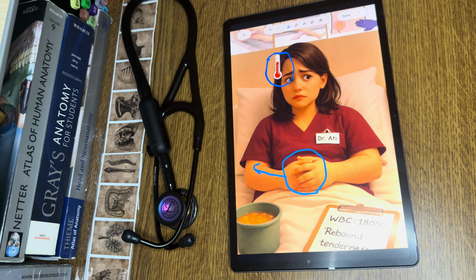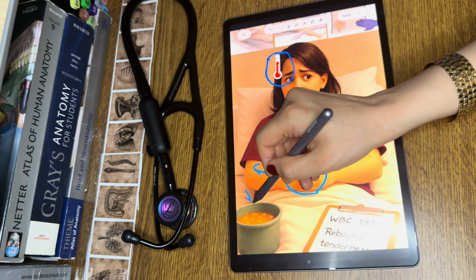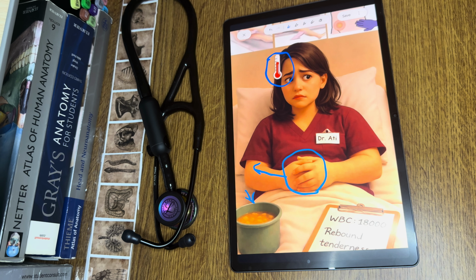When you take the history of Dr. Ati, she said that she has nausea and vomiting. That's why we place the suction container next to her leg, so that whenever she wants to vomit, it's available.